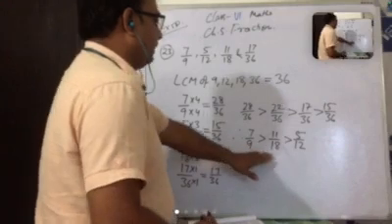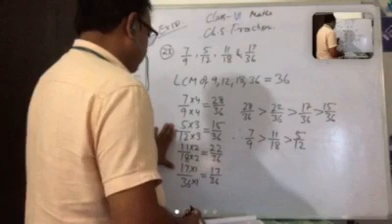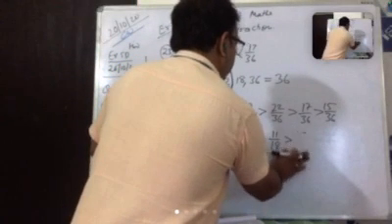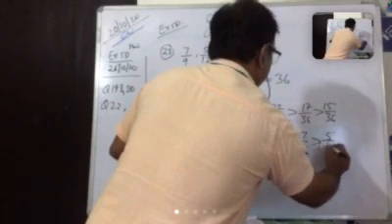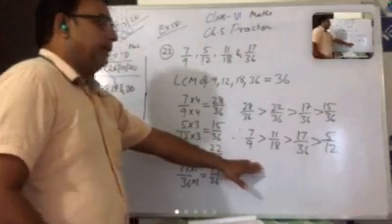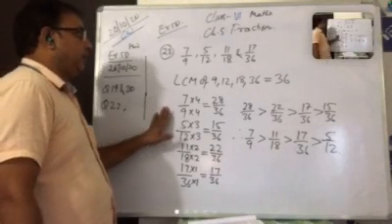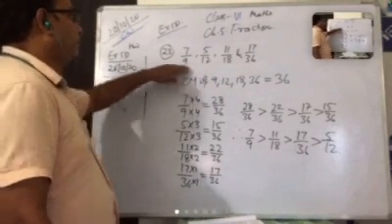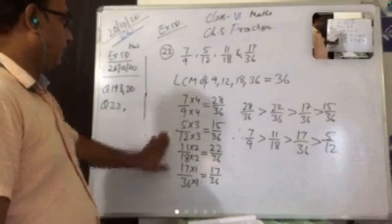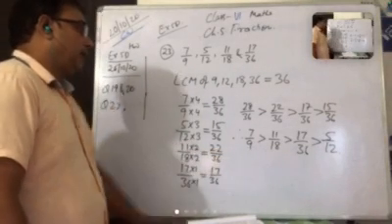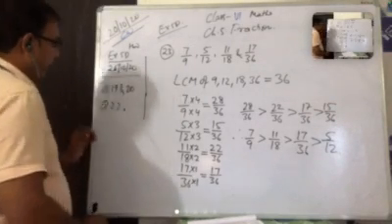7 upon 9 is greater than 11 upon 18 and then greater than, no, not 5 upon 12, this is 17 upon 36 and the last is 5 upon 12. Now this is a descending order. This is how you can check how we write the descending order with the given fractions. First we make all fractions like, then we have to arrange in a descending order. This is the way how we write the descending order of any fraction.